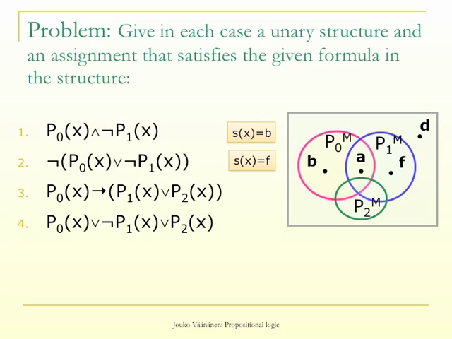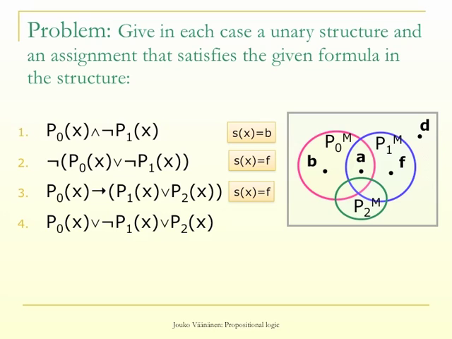Then the third formula, again just one free variable x. We look at an element of the model which either is not in the set P0, or if it is in P0, it has to be either in P1 or P2. Well, this is easy. If we simply take the point F, we let the assignment S map x into the element F, F is not in P0, so the implication is true because the hypothesis is false.